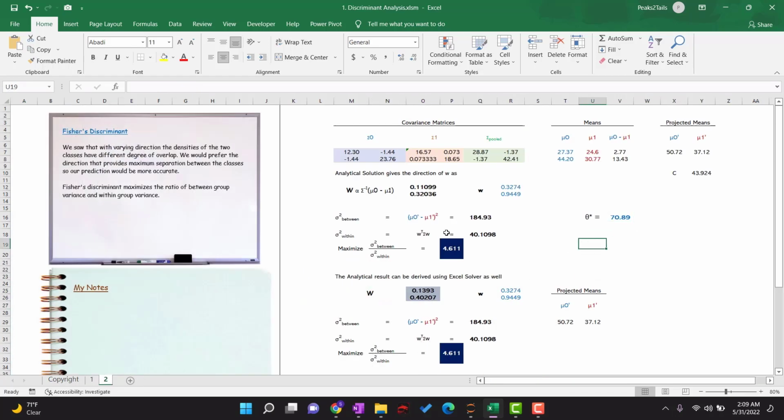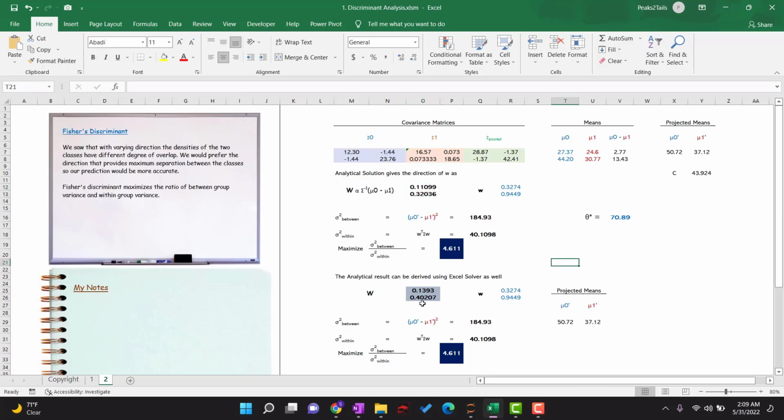Okay, so yeah, we got the solution, and this is the optimal direction, and this is where you need to have that decision boundary. Same thing you can obtain using solver if you want, but you don't have to, because we have the solution in analytical form. But you can do it.